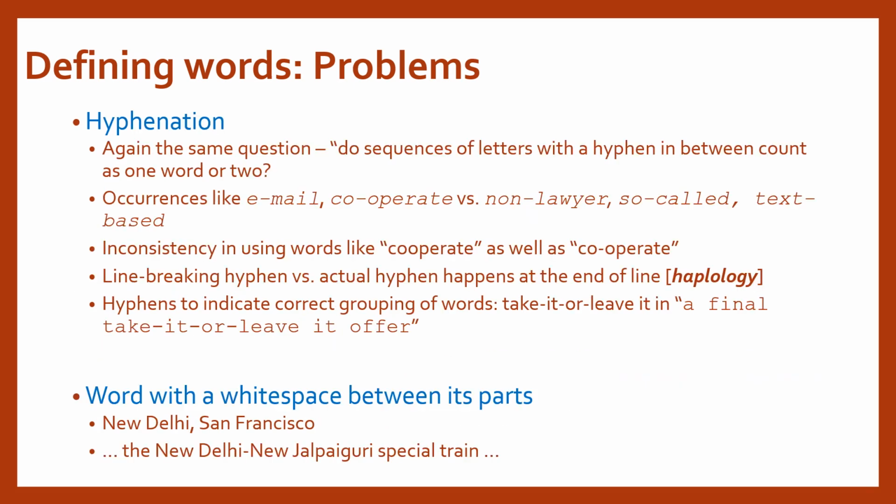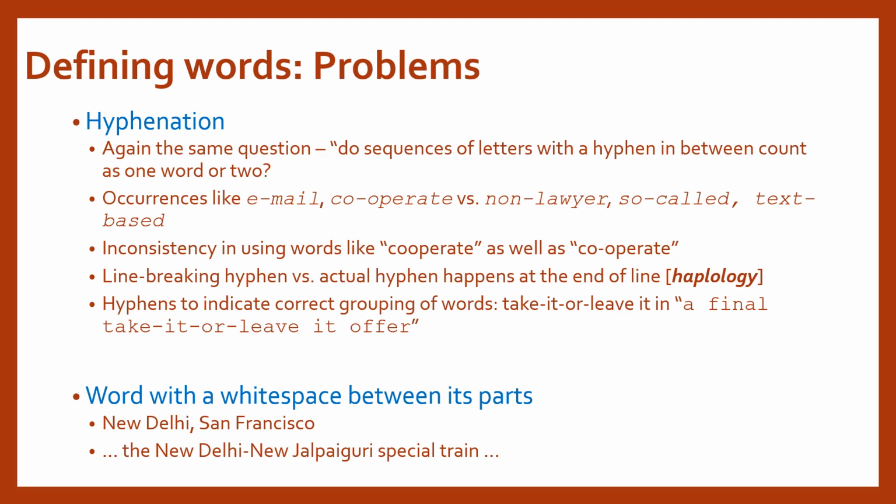With respect to hyphenation, we observe a very similar situation to what we discussed for periods, so the question remains the same: do sequences of letters with a hyphen in between count as one word or two? Occurrences like e-mail with a hyphen between e and mail, or co-operate with a hyphen between co and operate. Should I consider them as a single word? All of you perhaps agree that we can consider them as a single word, while words like non-lawyer and so-called should not be.